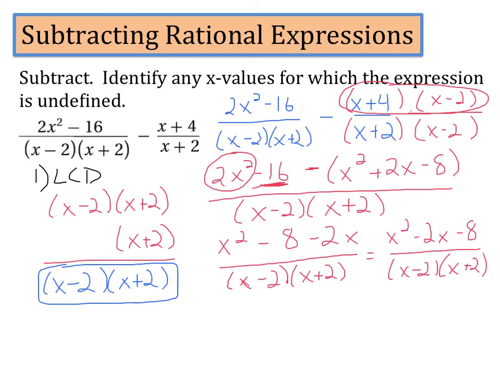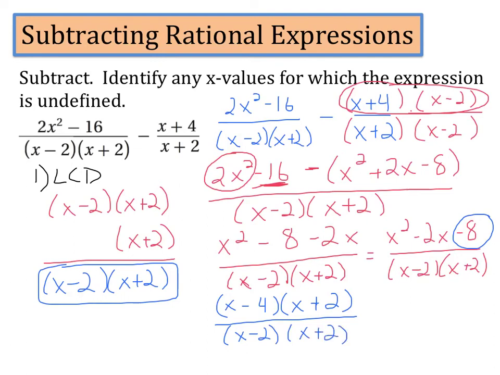I can factor that and have my x's here. I need two terms that multiply together to be negative 8 and combine to be negative 2. So 4 and 2 will work. The 4 should be negative, 2 should be positive, and this will all be over x minus 2 and x plus 2. My x plus 2's cancel out, and I'm left with x minus 4 over x minus 2.